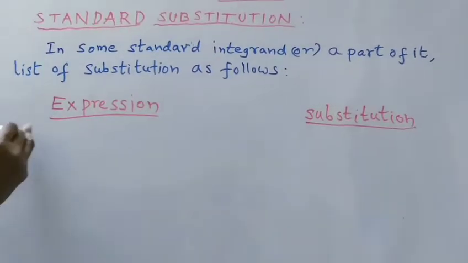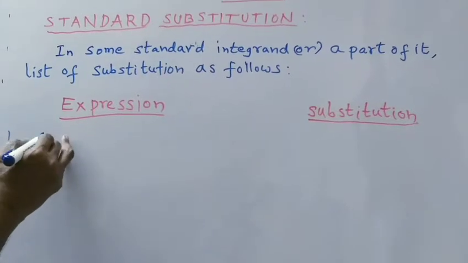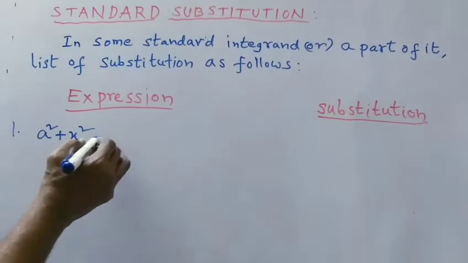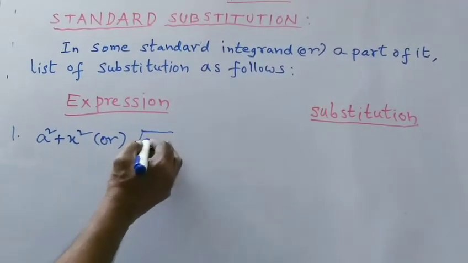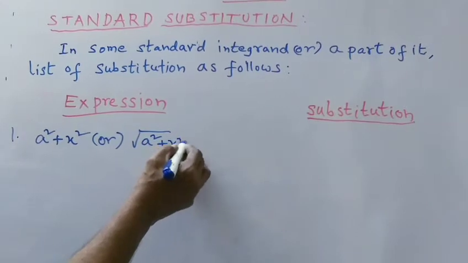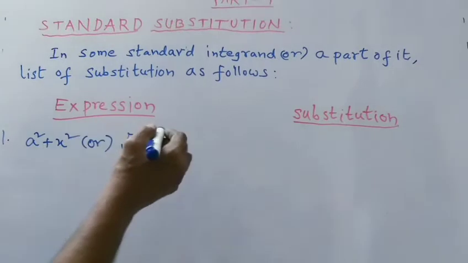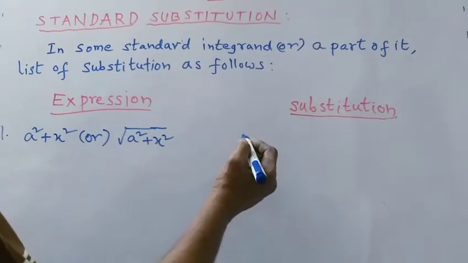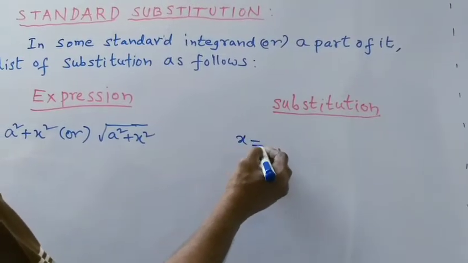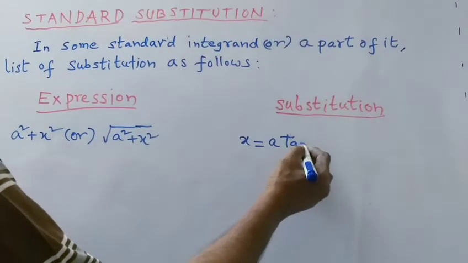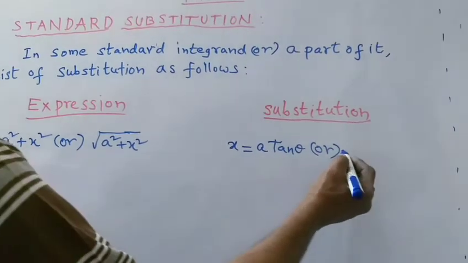The first one, a square plus x square or square root of a square plus x square. For this expression, the substitution is x is equal to a tan theta or a cot theta.